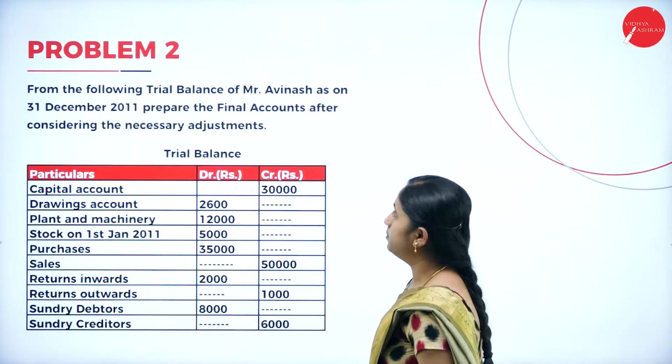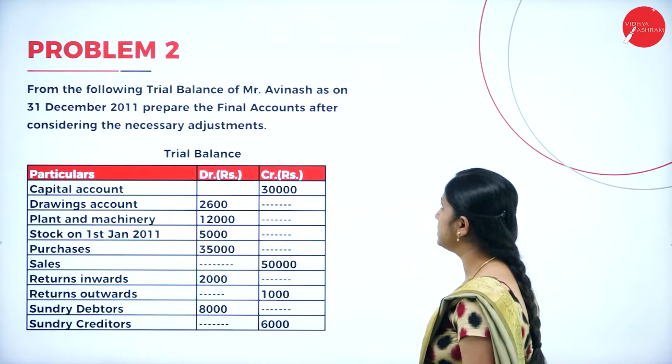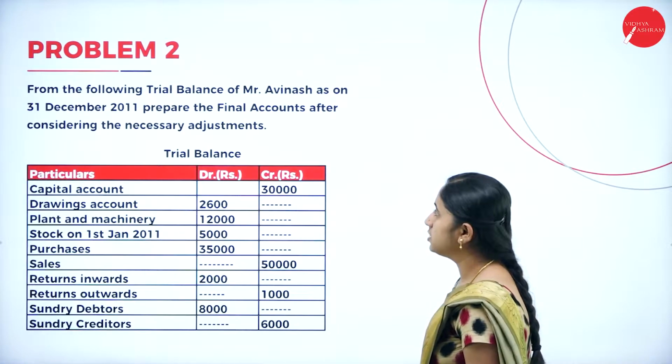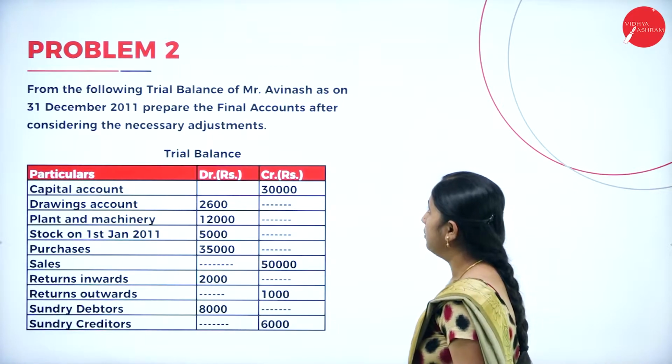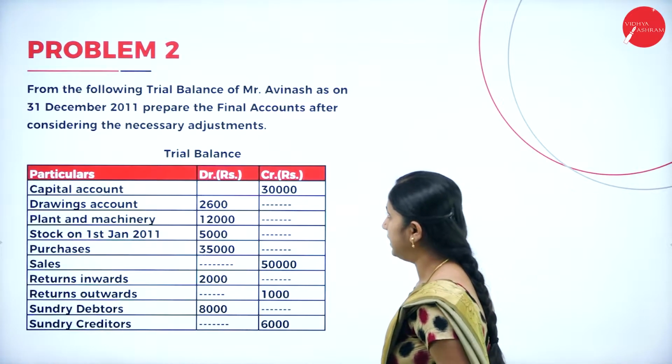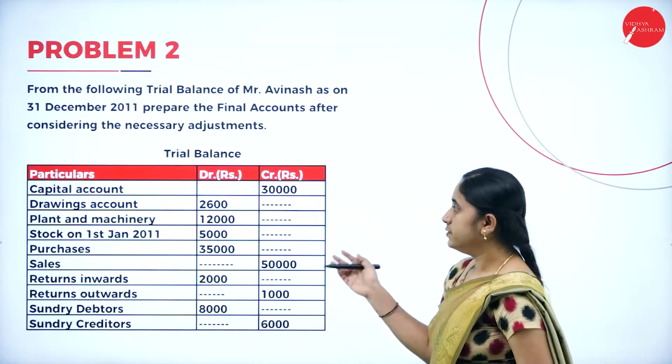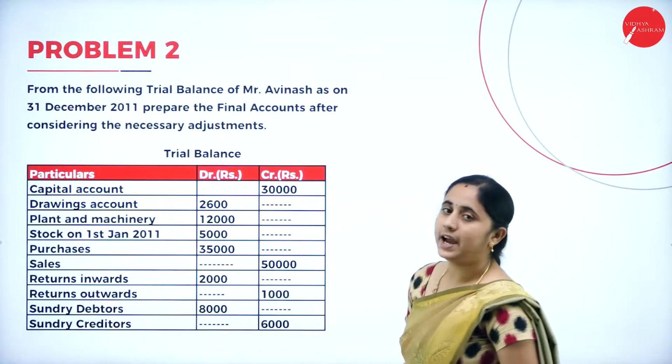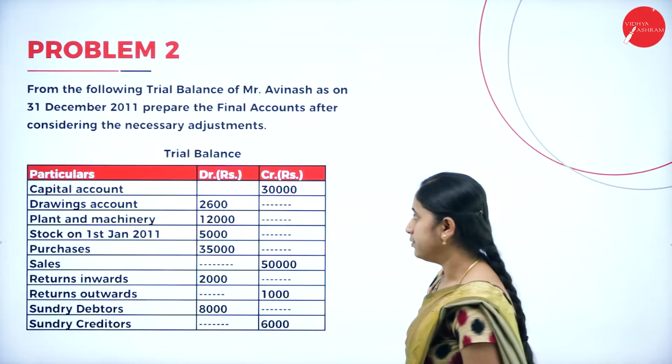Just look at the problem. From the following trial balance of Mr. Avinash as on 31st December 2011, prepare the final accounts after considering the necessary adjustment. So, trial balance. We just classify all these items while reading the problem itself.